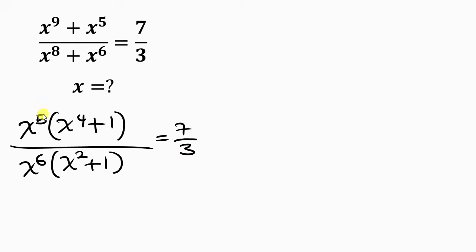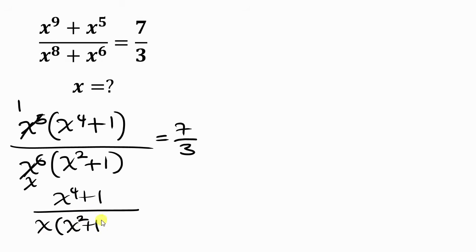Now let's divide. x^5 divided by x^5 is 1. x^6 divided by x^5 is x. So 1 times this is x^4 + 1 all over the denominator. We have x times (x^2 + 1). And this is equal to 7/3.